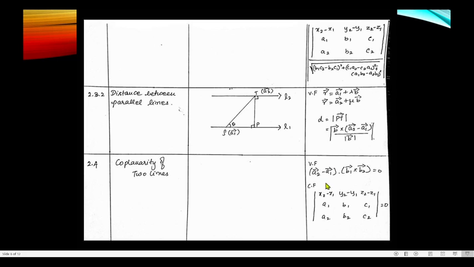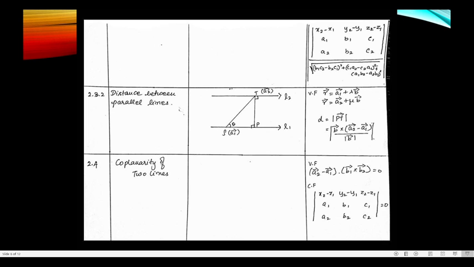Next, the final concept is coplanarity of two lines. In this we have vector and Cartesian form. Vector form is (a2 vector minus a1 vector) dot (b1 vector cross b2 vector), which is equal to 0. Cartesian form: x2 minus x1, y2 minus y1, z2 minus z1, a1 b1 c1, a2 b2 c2. So the determinant of this is equal to 0.